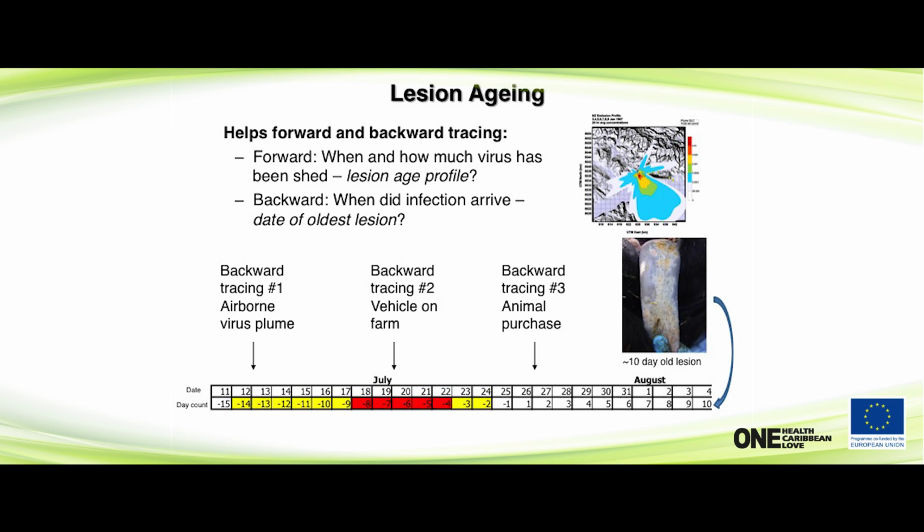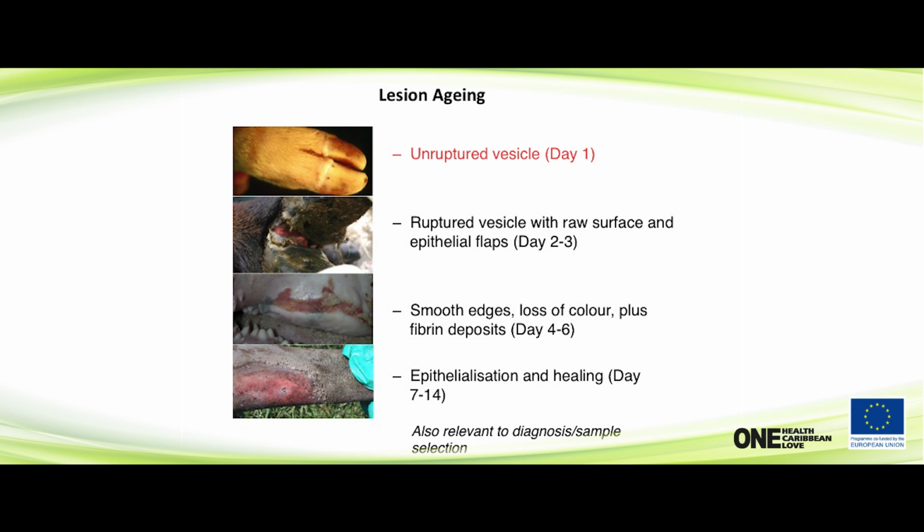Here you can see a vehicle came onto the farm, perhaps from another infected farm, and this would be pretty well spot on for bringing the infection into the farm. And here you have perhaps an airborne virus plume, which is also a possibility because this is a low-dose infection, and then you tend to get a longer incubation period. So this is an important part of the clinical workup, the lesion aging. So this is just to go through the lesion aging very briefly. Sometimes I show dozens of slides, but I don't think we've got time for that.